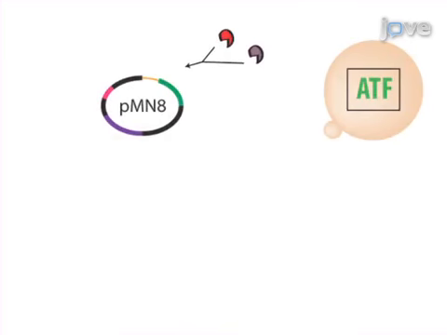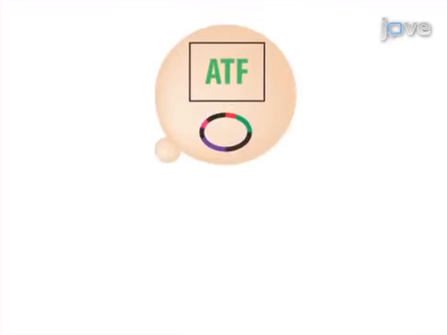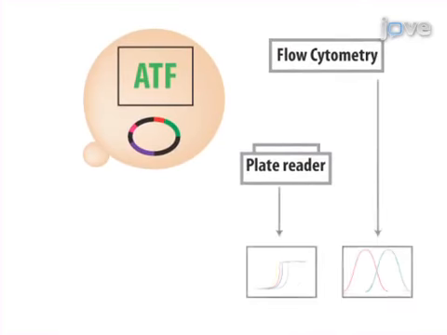The second step of the procedure is to create a GFP reporter plasmid for the ATF by replacing the binding sites in the plasmid PMN8 with ATF targeting sequences. The third step of the procedure is to assay the ATF's ability to activate the GFP reporter and to also assess its effect on yeast physiology by measuring the growth rate.